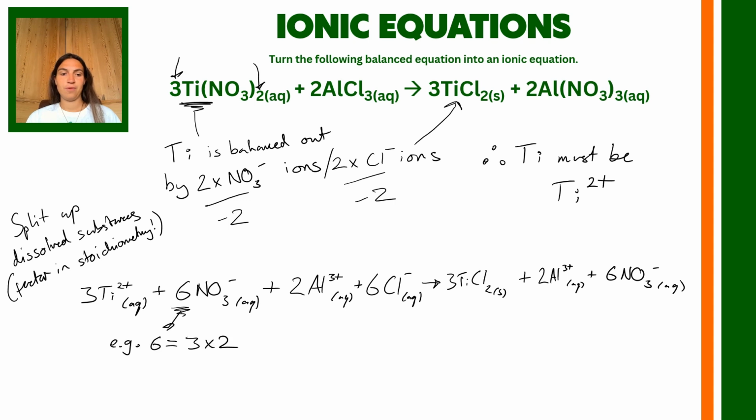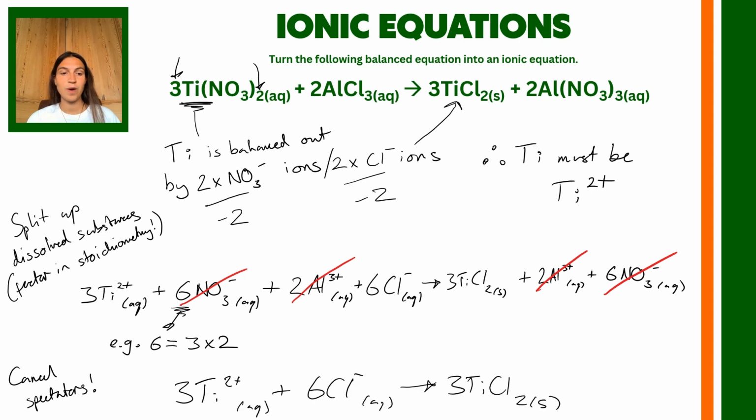Right, now I can cancel some of these things out, the spectator ions. So I'm looking for ions that are the same on both sides. So I've got 6 nitrate on both sides, cancel those out, and I've got 2 of the aluminium ions on both sides, so I can cancel those out as well. So I am left with this equation here. And that is my final ionic equation.